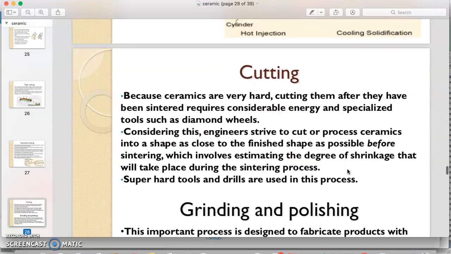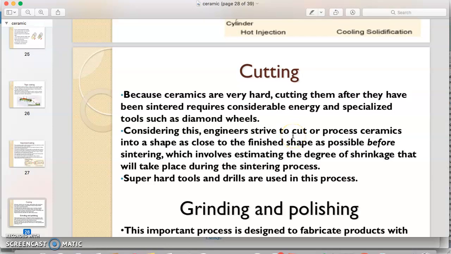For the cutting of ceramic, the cutting process has to be done before the sintering process. Because after the sintering process, the part will become hardened and high strength, so it requires high energy to cut the sintered ceramic part.